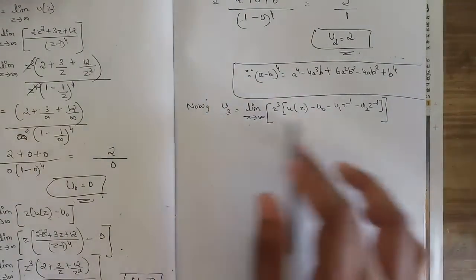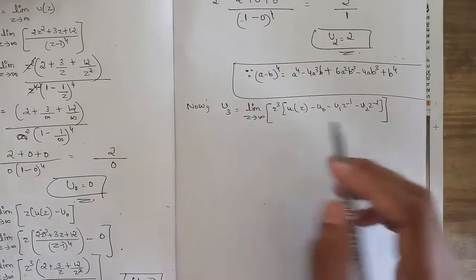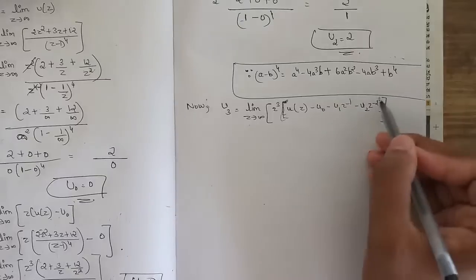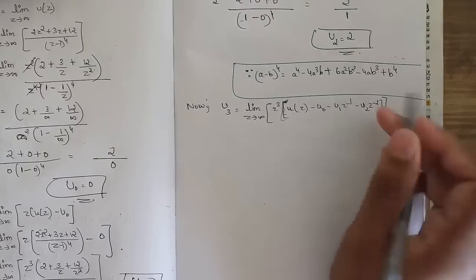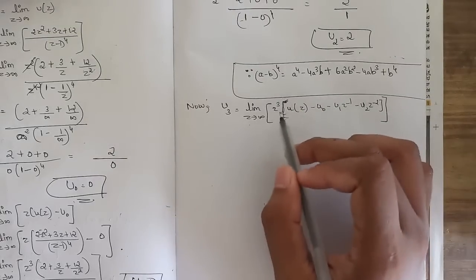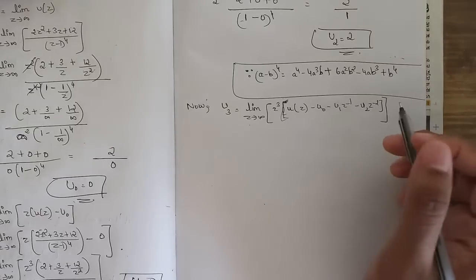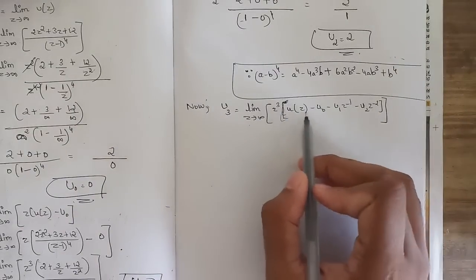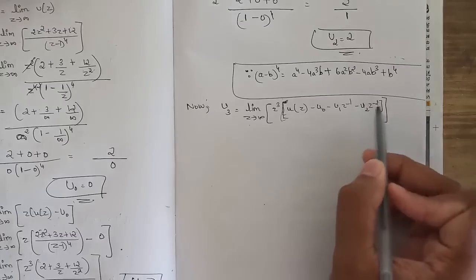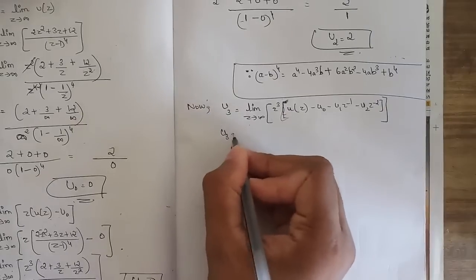So we know that u3 we have defined it, that is z cube into u of z. This z cube remains outside. This u of z term should be in one bracket, and this z cube is a separate term outside, so don't merge it with this together. So z cube into u of z minus u0 minus u1 z inverse minus u2 z to the power minus 2. Okay, so now let's simplify.